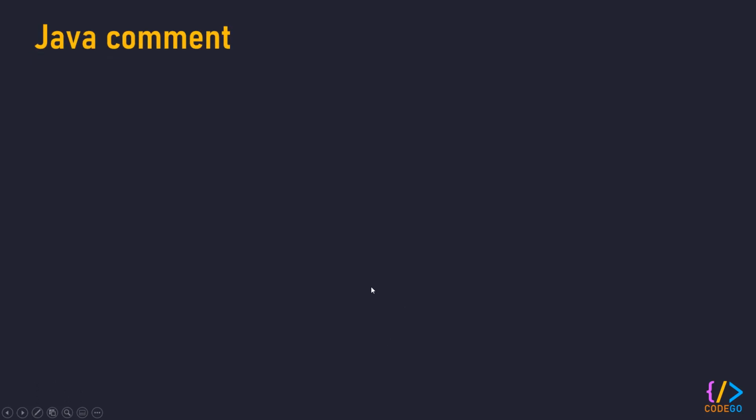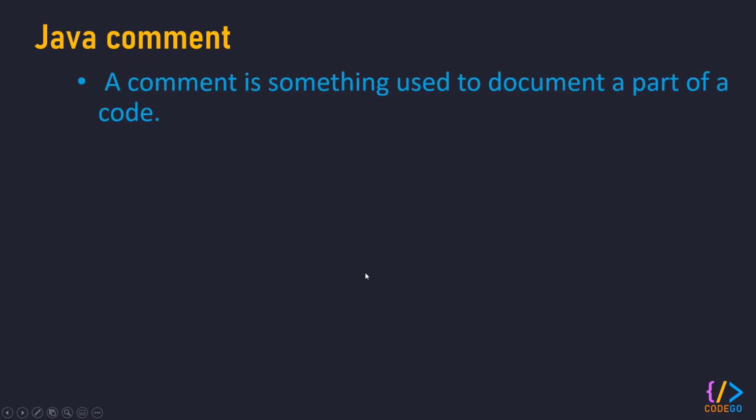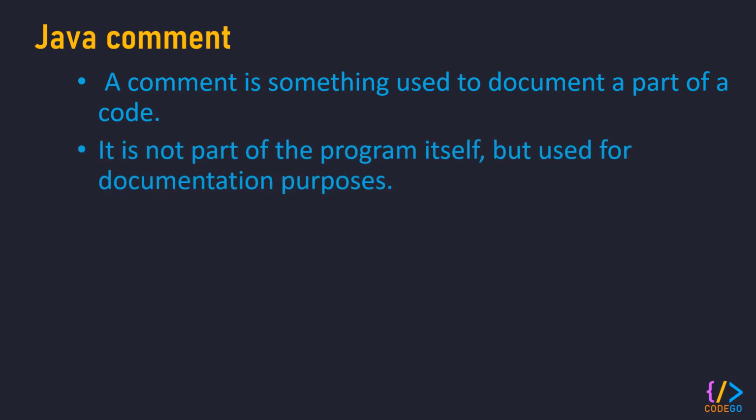So, next, the Java comment. Okay, so a Java comment is something used to document a part of code. It is not part of the program itself but used for documentation purposes. So, ano pong ibig sabihin? Ginagawa or nilalagay lang natin as part of our documentation sa ating coding. Hindi po siya ini-execute or binabasa ni Java compiler.